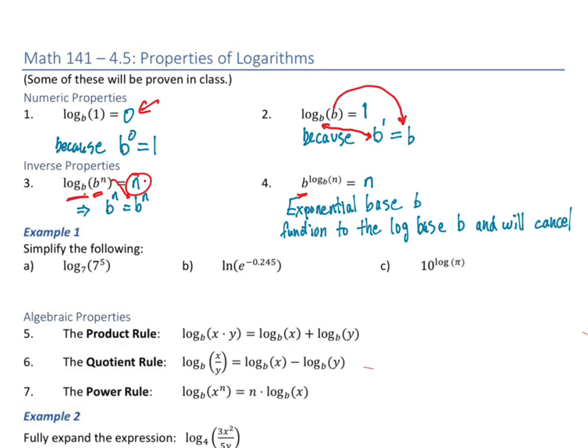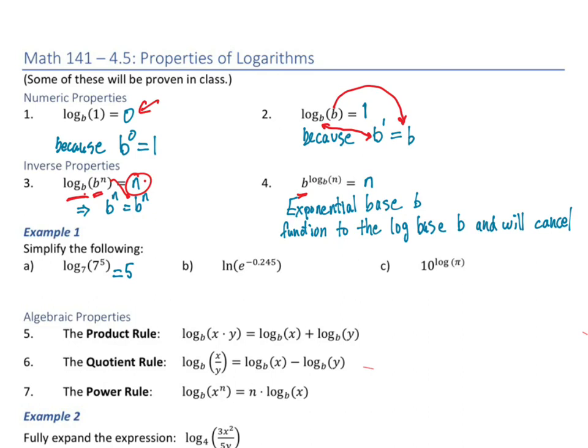So to see how these inverse properties can work, on example 1, if we want to simplify these, the first one is log base 7 of 7 to the 5. Well, that should cancel to just be 5. And again, you can see why, because if you converted it into exponential form, you would have base 7 raised to the 5th would equal 7 to the 5th. So kind of easy to see how that would work.